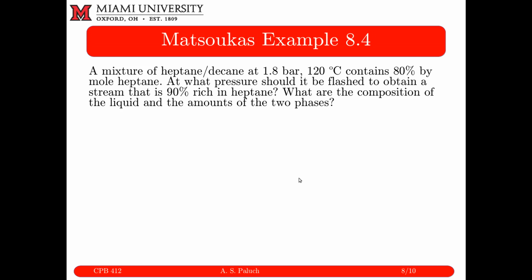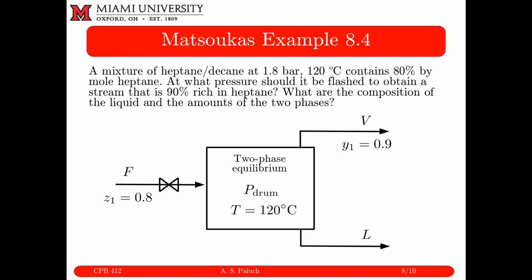Okay. Example 8.4. A mixture of heptane and decane at 1.8 bar and 120 degrees C contains 80% by mole heptane. At what pressure should it be flashed to obtain a stream that is 90% rich in heptane? What are the composition of the liquid and the amounts of the two phases? Okay, so if I draw a picture, I have a feed that's 80%, so 0.8 mole fraction heptane. I want a vapor phase coming out that's 90% heptane, so Y is 0.9. I don't know what the liquid is. We're not told what the liquid composition is, but we're given the temperature.